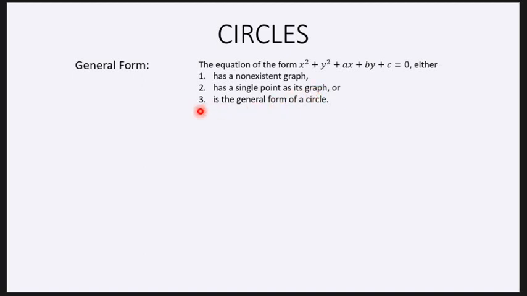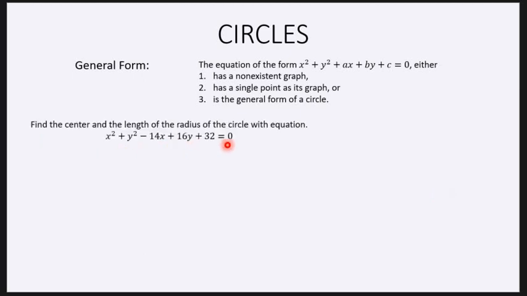And if the radius is a positive number, then we have the general form of a circle. So this is the general form of a circle in certain circumstances. Let's take a look at one of those cases here with an example.